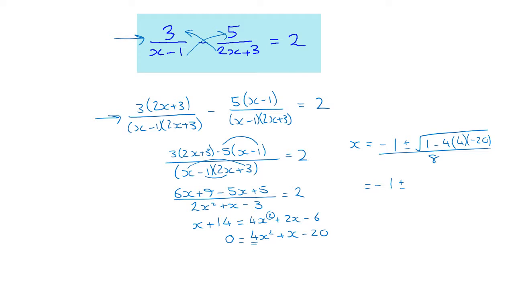So what's that? 16, 321. So square root of 321 all over 8. And now I'm going to leave you at this point, and you can type that into your calculator and get your two values of x.